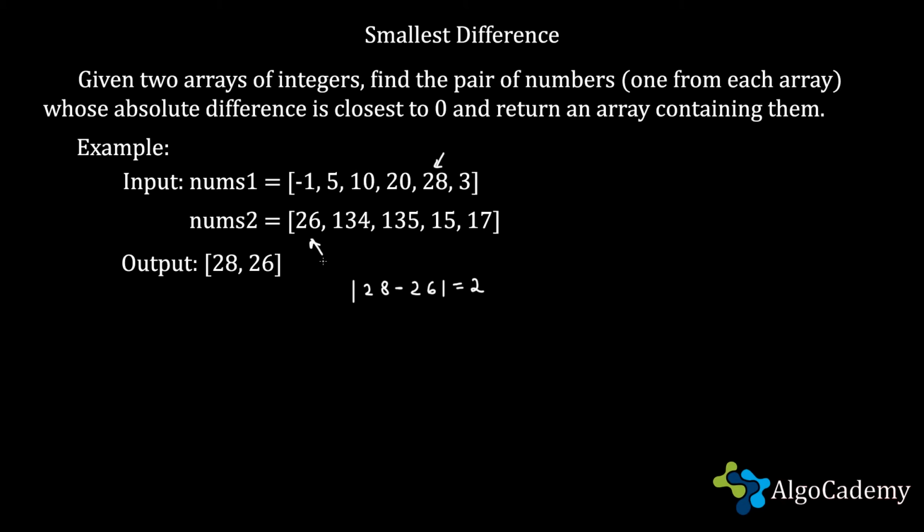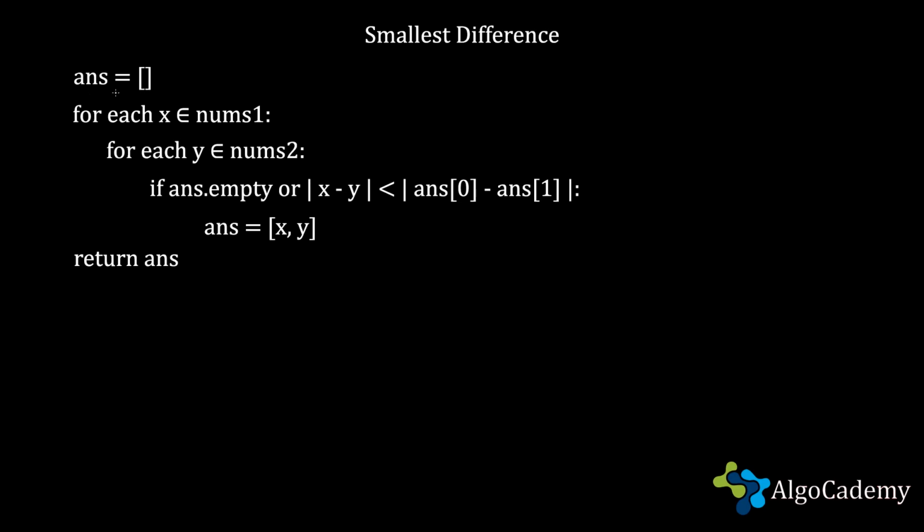So let's see how the code looks like. We have our answer array, which is initially empty. This will denote that we haven't tried some pair of numbers yet, right? Then we take each number x from the nums1 array, and for that number x, we try out each number y in the nums2 array, and if the array is empty, so we don't have any solution yet, or for this pair of numbers the absolute difference between x and y is less than the absolute difference of our current solution, then we just update the solution with that pair, and in the end, we return it.